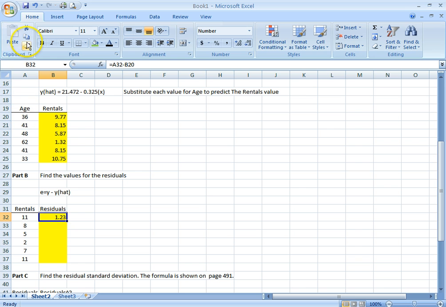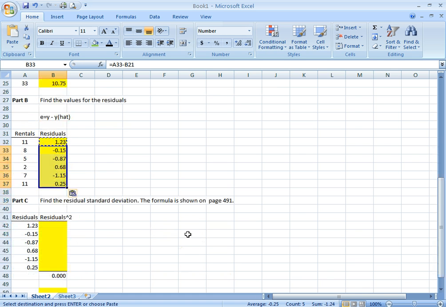We can do the same thing here. Copy and paste. And we get our residuals for each of the rental values here. Not too bad so far, huh?